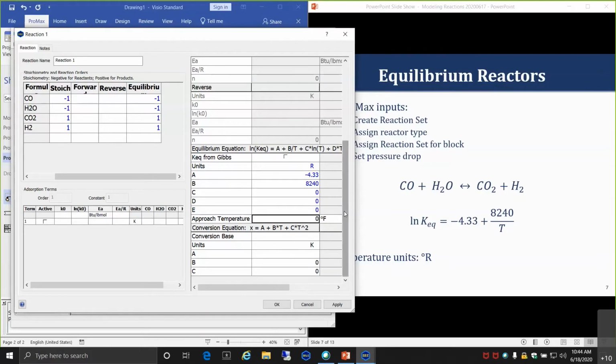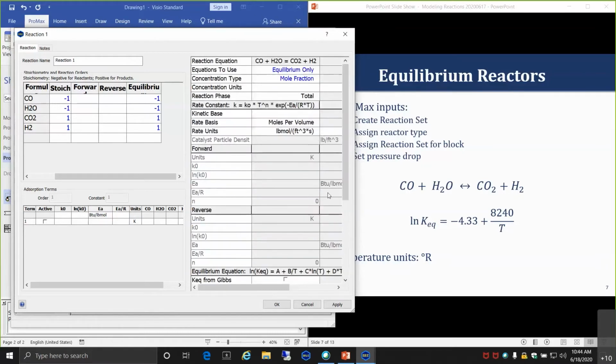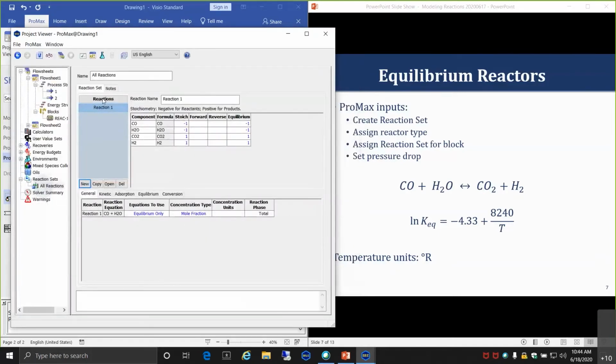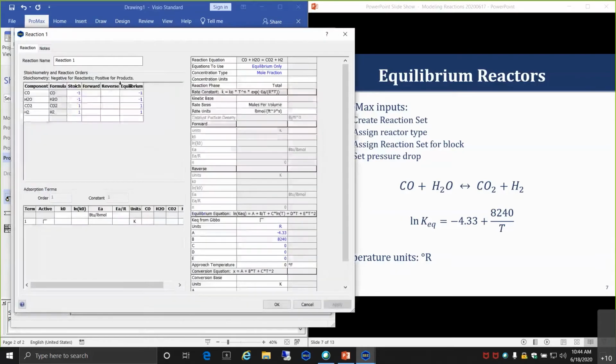We'll go ahead and use that for now. We'll come back and show you what the effect of changing that is in a little bit. And so we can click OK here, and that has created a reaction. I should have changed the name. So this is equilibrium water gas shift.